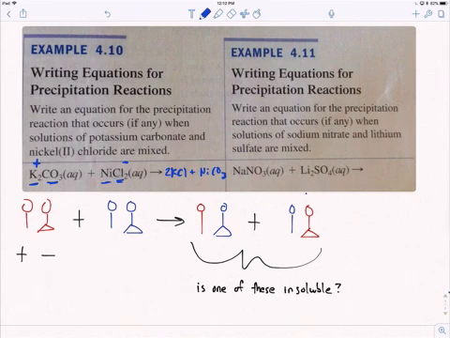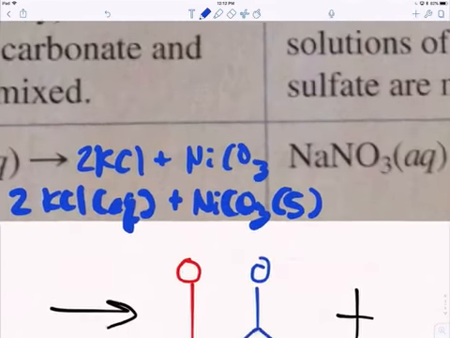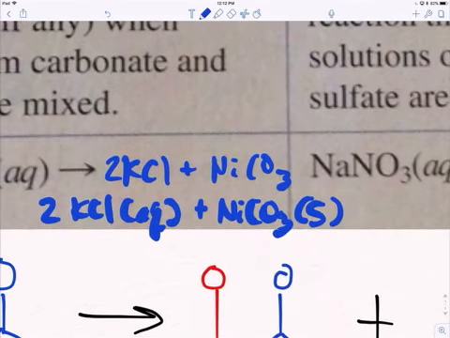And I guess the whole equation then would be 2KCl aqueous. This AQ in parentheses means it's dissolved in water. Then this plus NiCO3, and then we say a solid. So that's saying that we have potassium chloride still dissolved in water, and then the nickel carbonate solid.